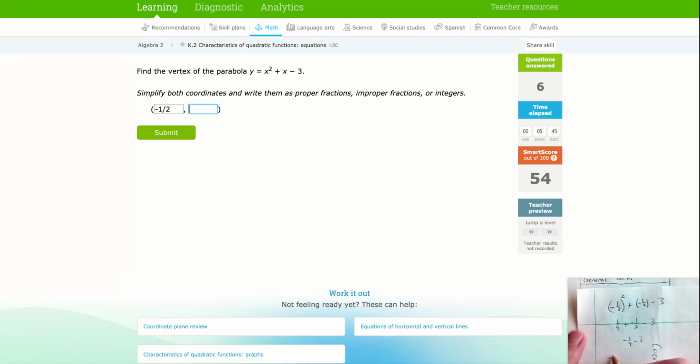It's -3 3/4. But if you'll notice, it says improper fractions. So that's going to be, wait, -3 1/4. Let's be careful. And so 3 times 4 is 12. 12 plus 1 is 13. So it's -13/4.